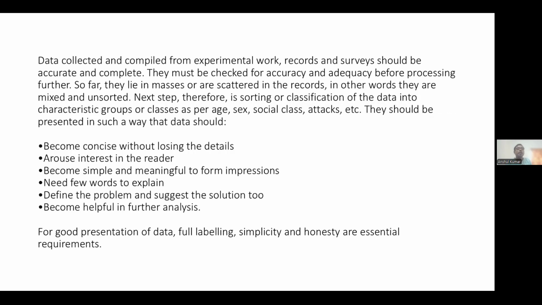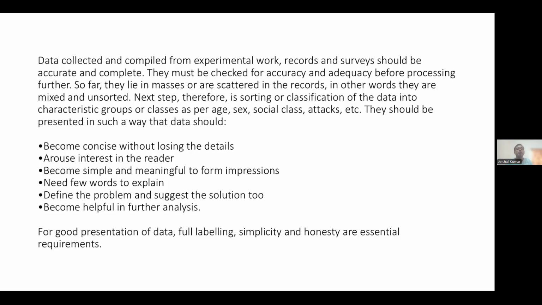So data collected and compiled from experimental work, records, and surveys should be accurate and complete. They must be checked for accuracy and edited before processing further. So far, they lie in masses or scattered in the records. In other words, they are mixed and unsorted.